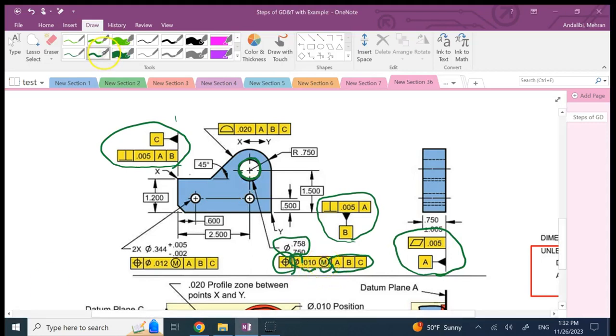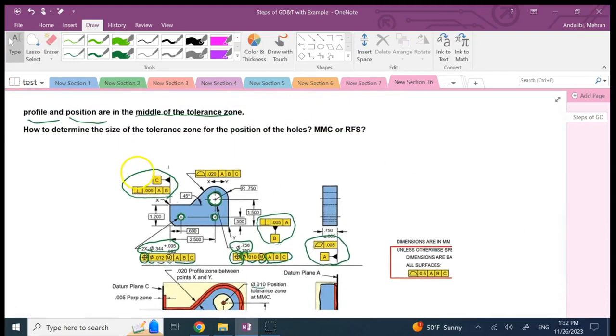And by the way, the same thing applies to these other two holes. If you look at these two other holes, which are our next features, again, they are feature of size. So we use position for them, again, with three datums in place. They are cylindrical regions, the tolerance zones. So again, how did we pick up this number? Why did we use MMC here? Okay, so let's talk about that before we move on to anything else.